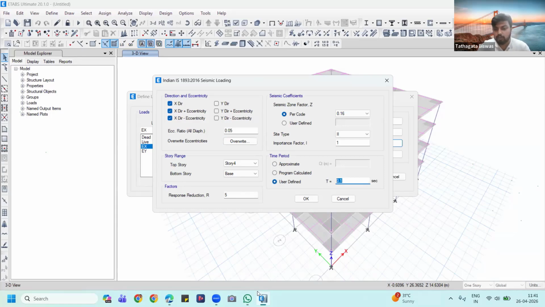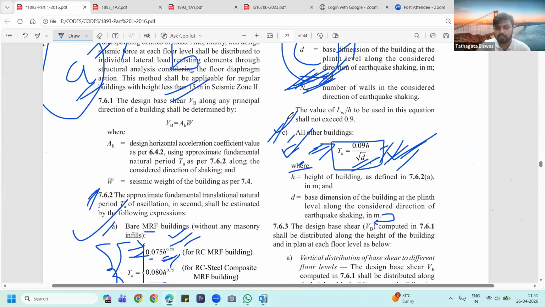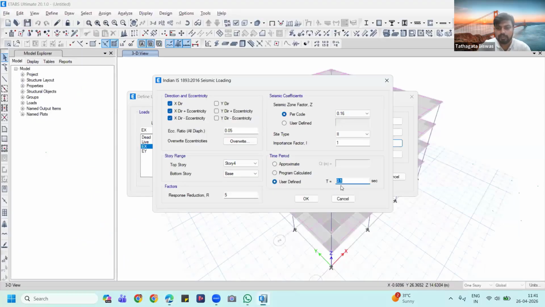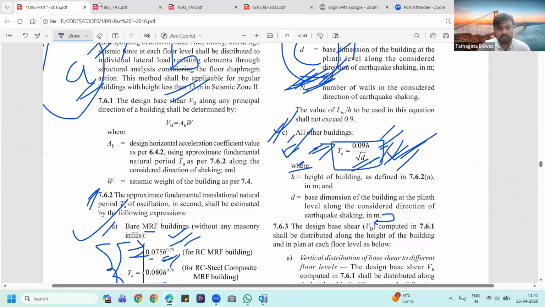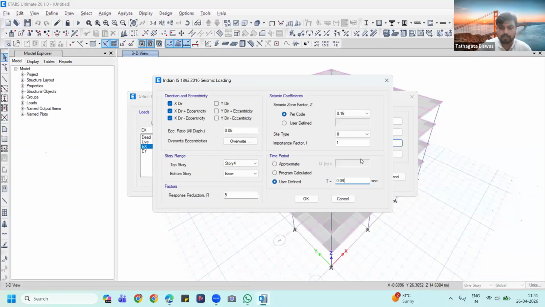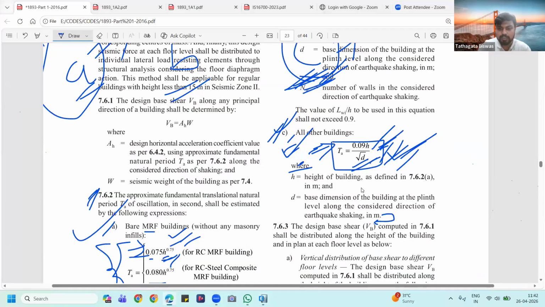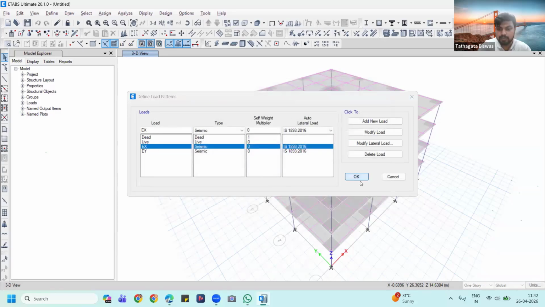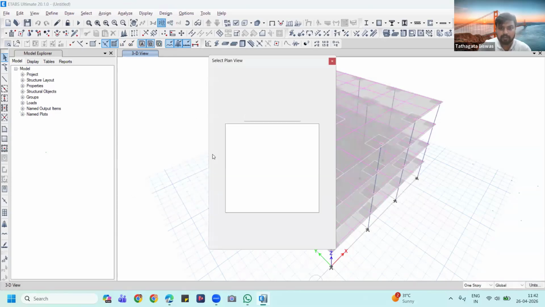Since it is a column structure, we are following the method of T. Okay, as of now. Because this is the most conservative one, the amendment has told the time period should not be less than this. So this is the lowest time period. Lowest means the highest base shear. So as of now, we'll take 0.09 H, where H is how much our H is that we need to take, divided by square root of D. Now, what is D? D means the dimension of the lateral sides.